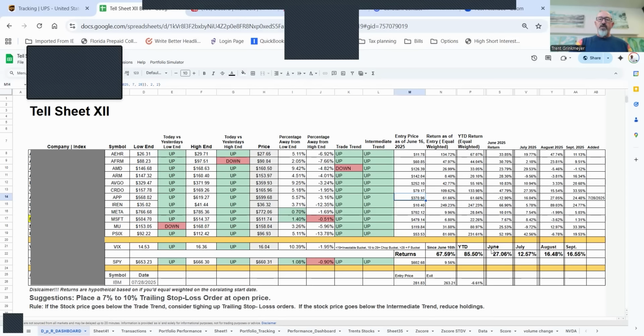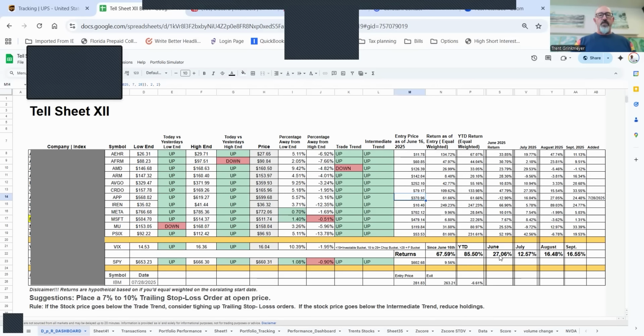Now, if I had started this portfolio back on January 1st or January 2nd, whichever the first trading day of 2025 was, you'd be up 85.5%. Possibly even better if you had followed the intermediate and trade trend line example that I shared with you earlier. But if you just bought and held it and then made your switch out from IBM to AppLovin on July 28th, you're doing pretty darn good.